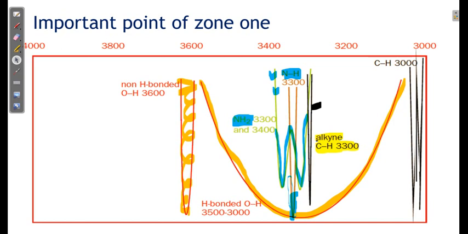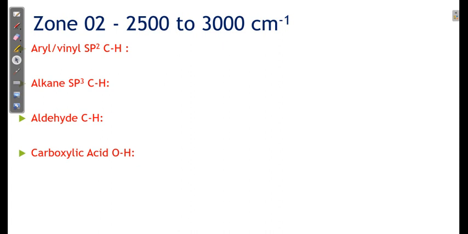Let us move to zone number 2. Zone number 2 starts from 3000 to 2500. It is further divided into aryl, vinyl sp2 CH, alkane, aldehyde and carboxylic acid.